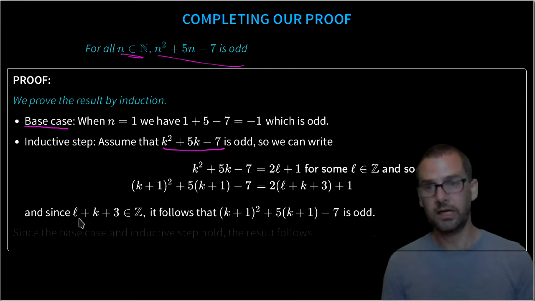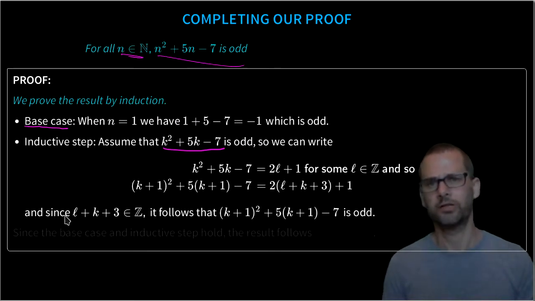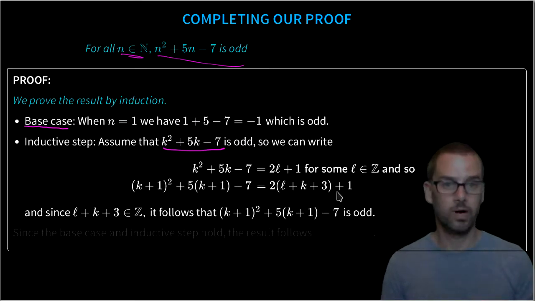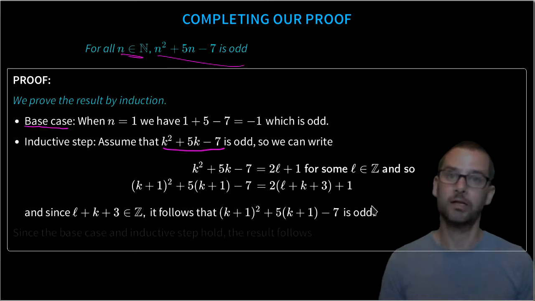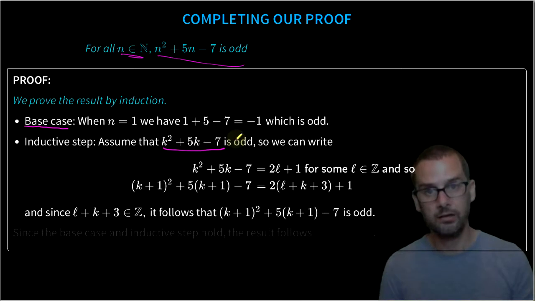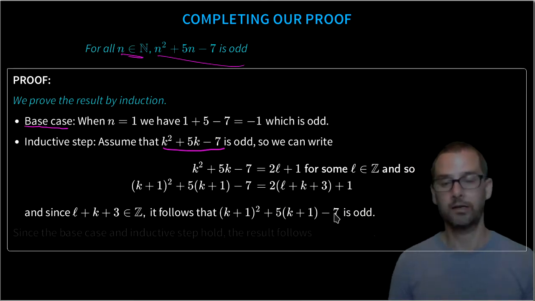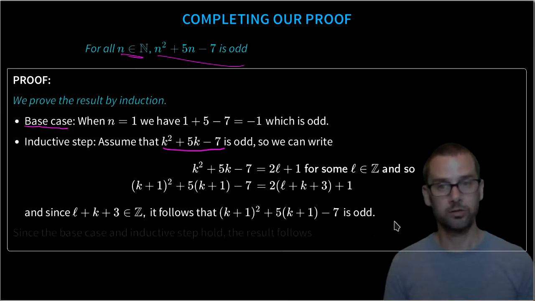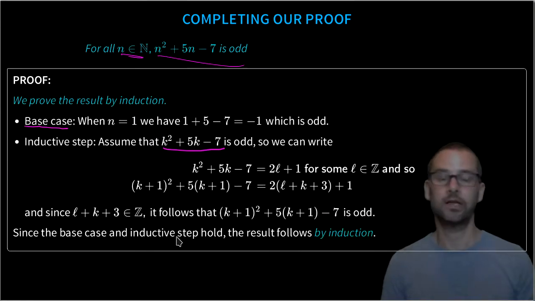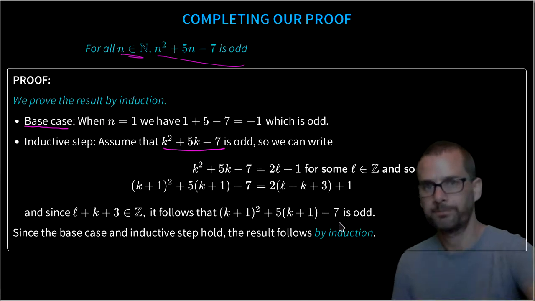Now, since l plus k plus 3 is an integer, so I haven't just written this as 2 times anything, I've written it as 2 times an integer plus 1, it follows that this is odd. So I've proved the inductive step. P of k, which was this, implies P of k plus 1, which is that. So I've proved the inductive step to be true, and since the base case and inductive step both hold, the result follows by induction. Let's do one more example.